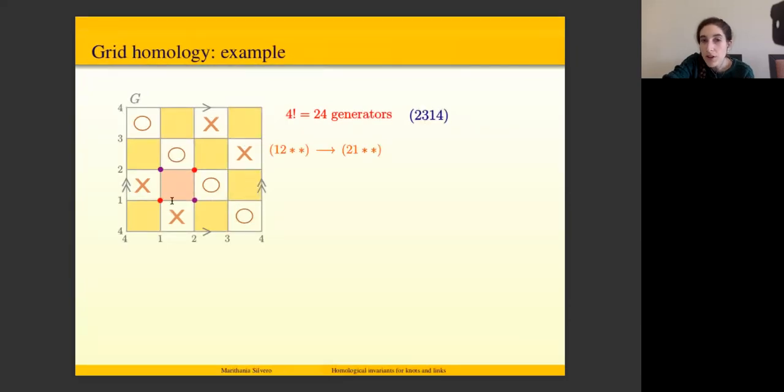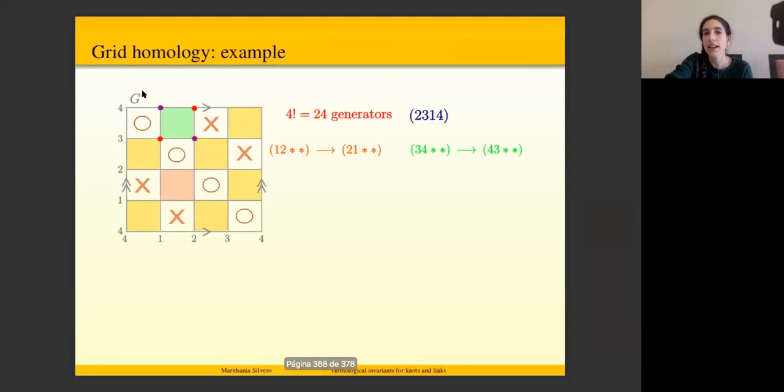So for example, for the orange one, I will say that this differential is 1, 2, meaning the red 1, 2, whatever you have, goes to 2, 1, and then the same two coordinates, because these two have to be the same. Yeah? So this rectangle is giving me two differentials, 1, 2, 3, 4 going to 2, 1, 3, 4, and 1, 2, 4, 3 going to 2, 1, 4, 3.